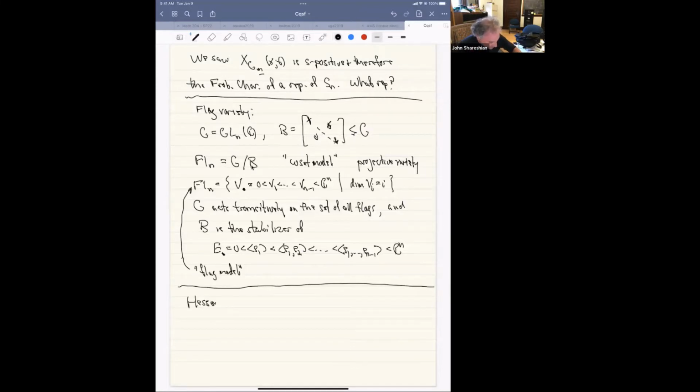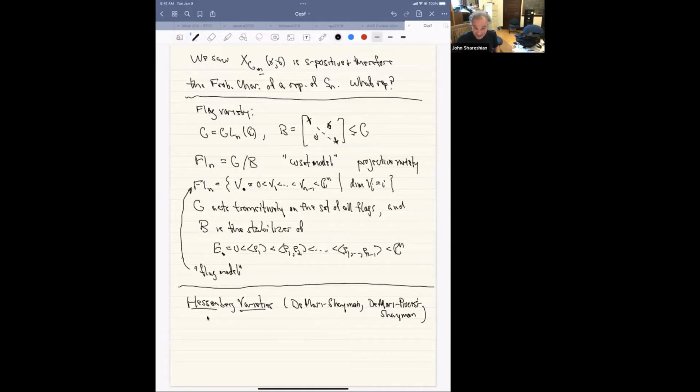So the flag variety has been studied for quite some time, and there's a lot known about it. It arises all over the place in geometry and combinatorics and algebra. These were first studied by De Mari and Shayman, then in a more general setting by De Mari, Procesi, and Shayman, and then by lots of other people.